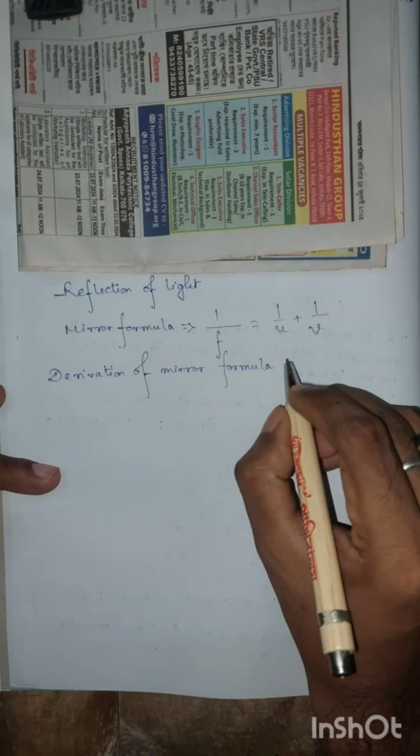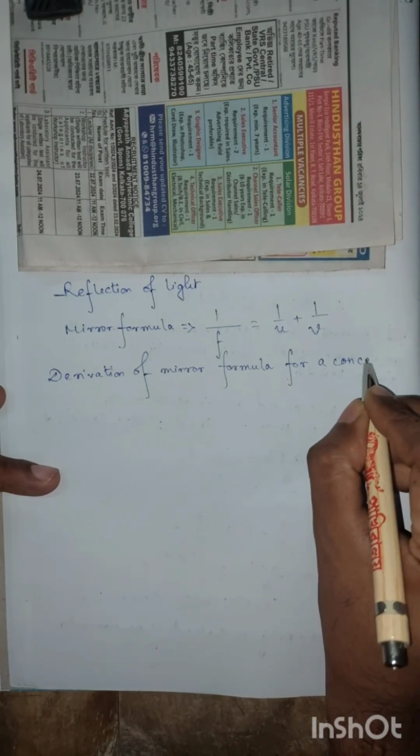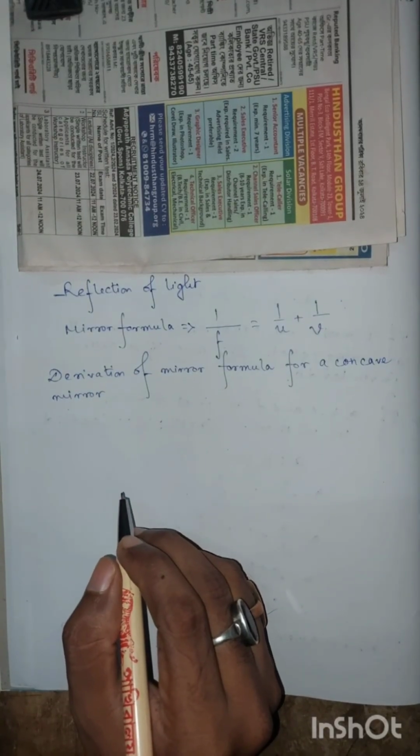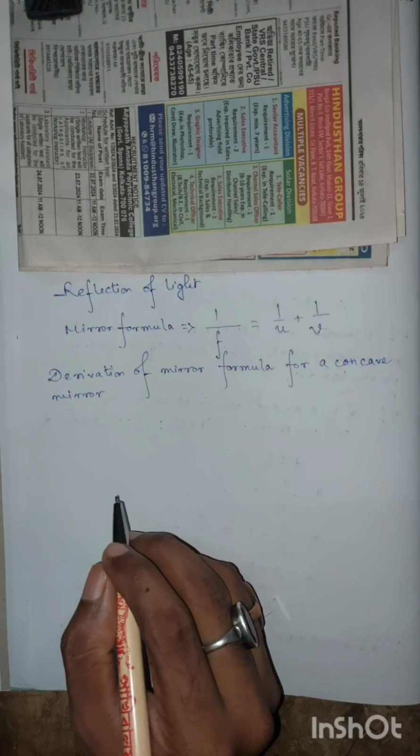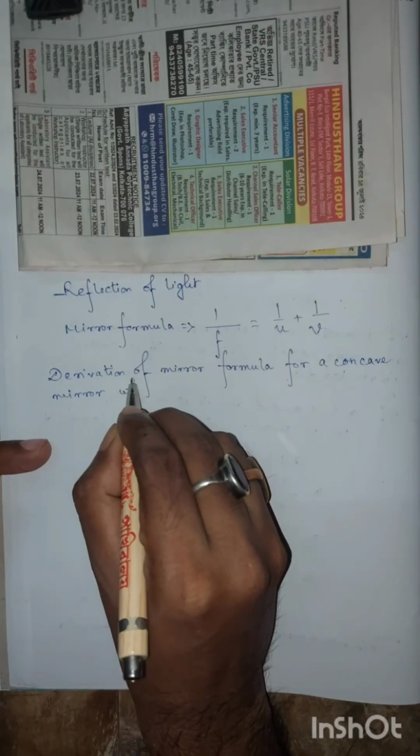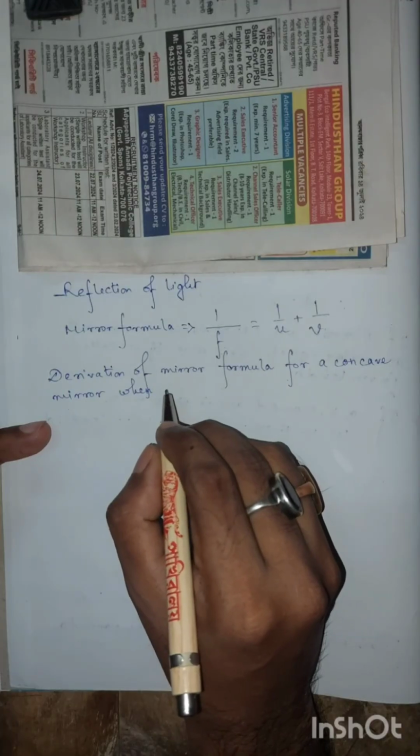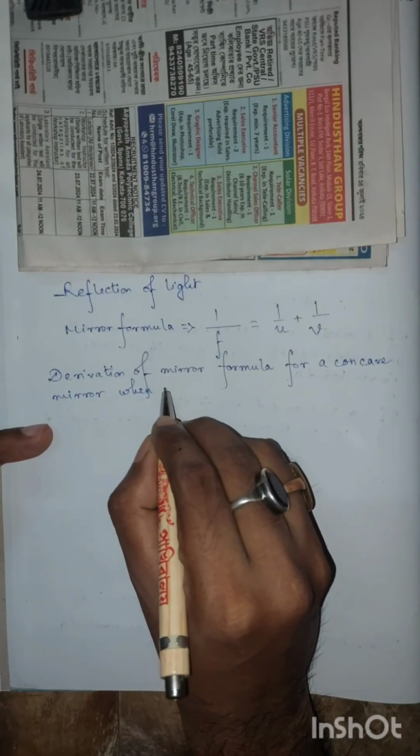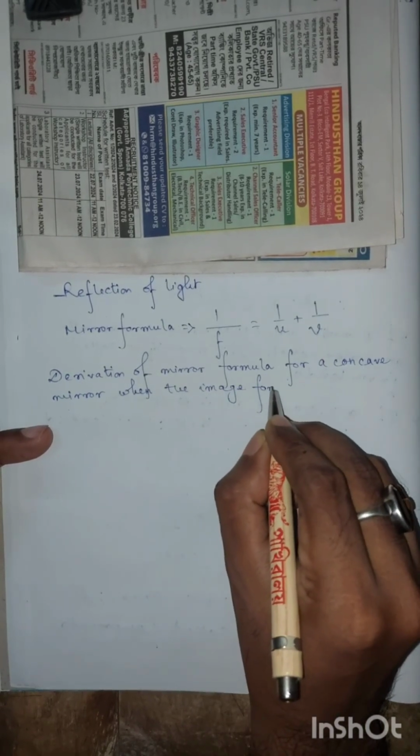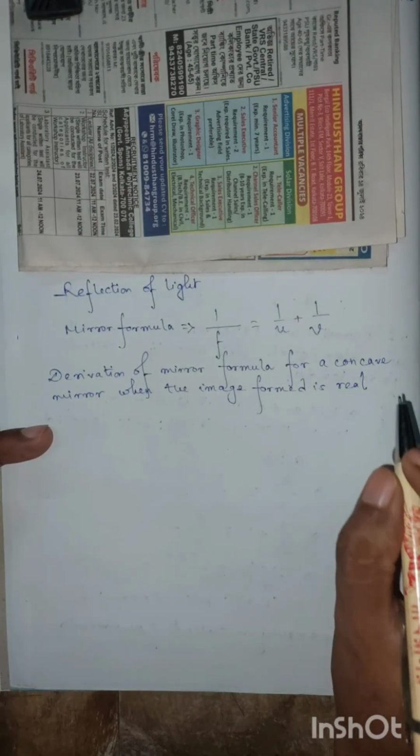Derivation of mirror formula for a concave mirror of small aperture, when the image formed is real.